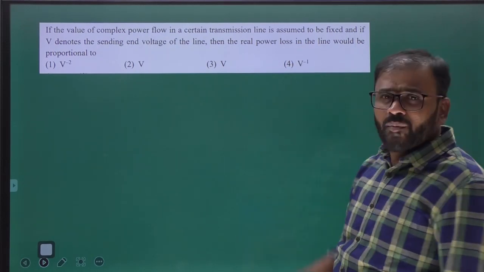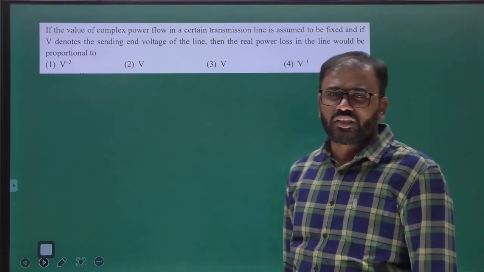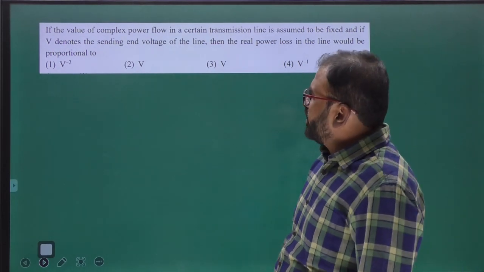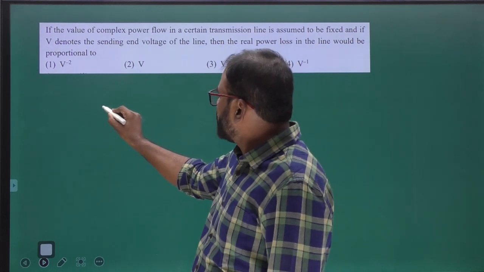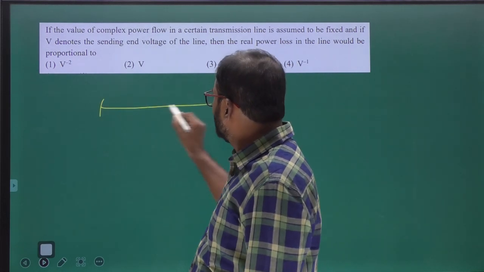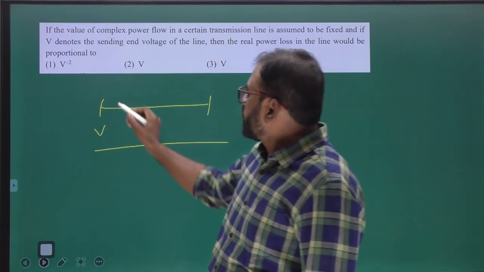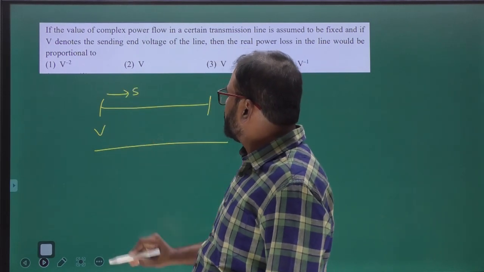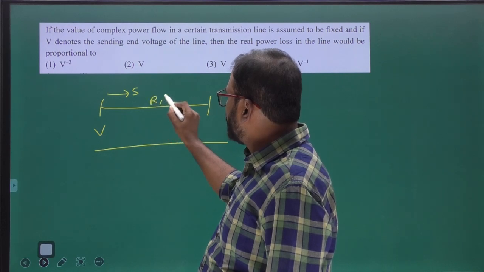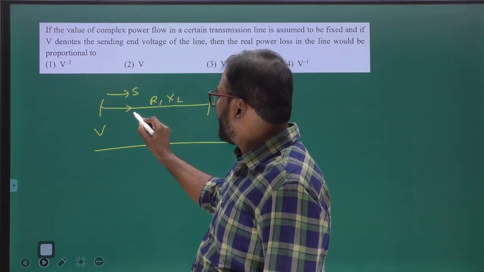It's a very common question. N number of times this question is given in competitive exams. See, the sending end voltage of the line is V. Suppose this is the transmission line, the sending end voltage is V. The complex power flowing through the line is S. The line has some resistance and reactance. The current flowing through the line is I.